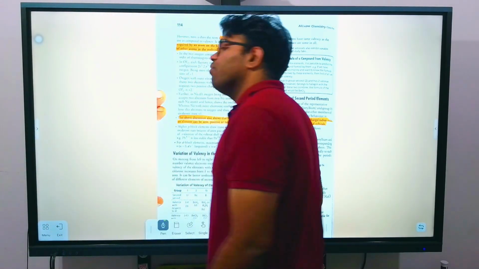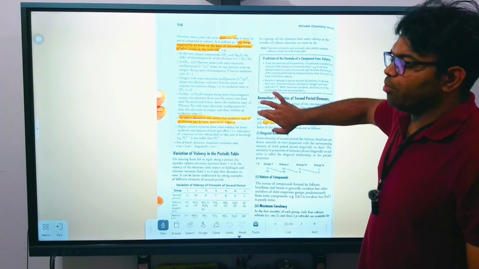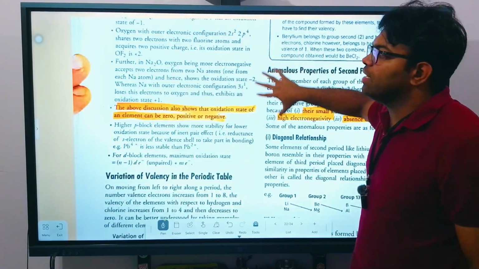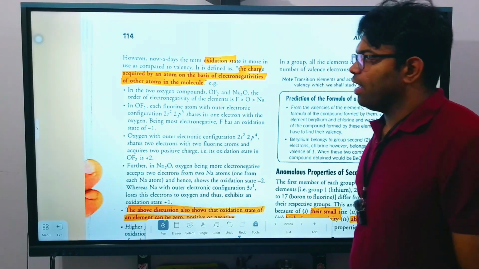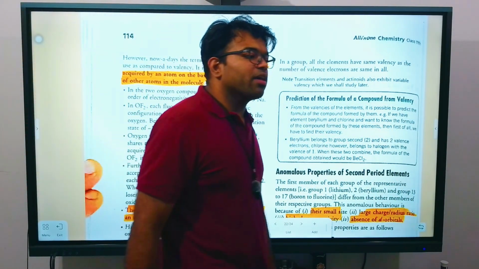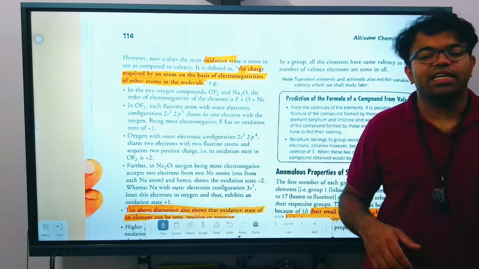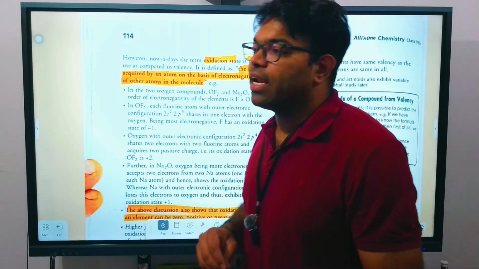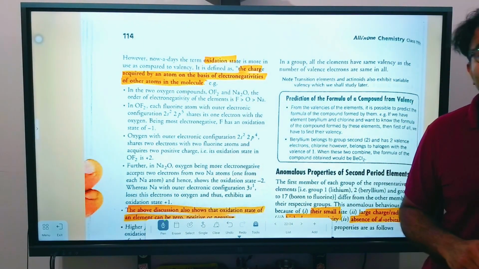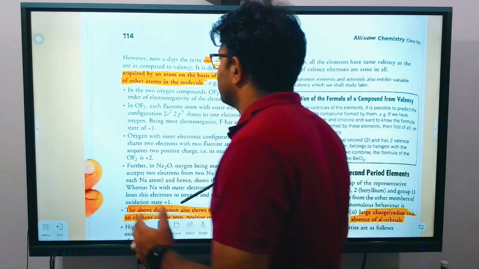However, nowadays we don't use the term valency anymore because valency is a very, very old term. Now we use something known as the oxidation state. Oxidation state is a better representation of how a chemical reaction takes place because it tells us how many electrons can be lost, how many electrons can be gained. That is known as an element's oxidation state.